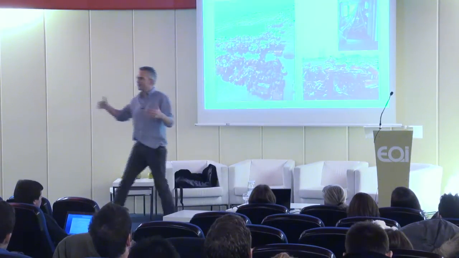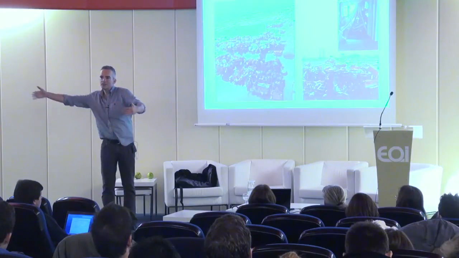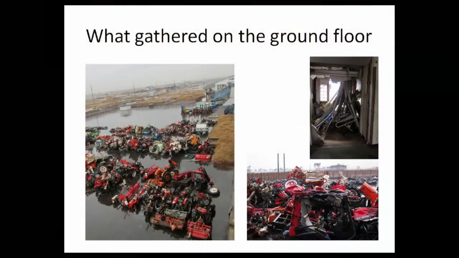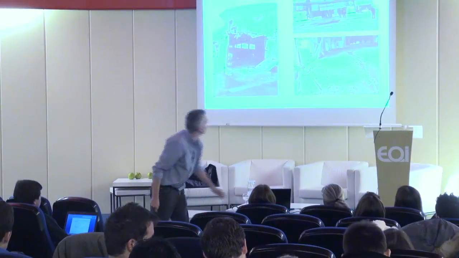Now this stuff, you see these things, cars, tractors, motorbikes. This is the stuff that gathered because of the wave coming in. All this machinery gathered in the ground floor of the school. And they put it outside the school, and this is the car park, okay? And then starting to sift and to organize and to sort. Okay, just a couple more images.